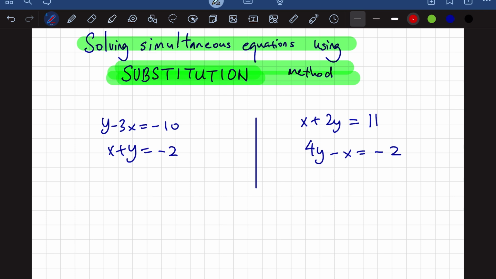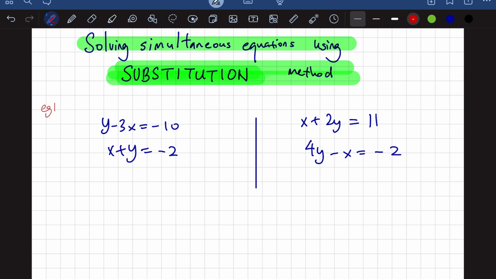They are both valid methods, and the elimination and the substitution methods both give you the same solution of x and y if you're solving simultaneous equations. All right, so we're going to explore this method today and see how this is done. So let's look at example 1.